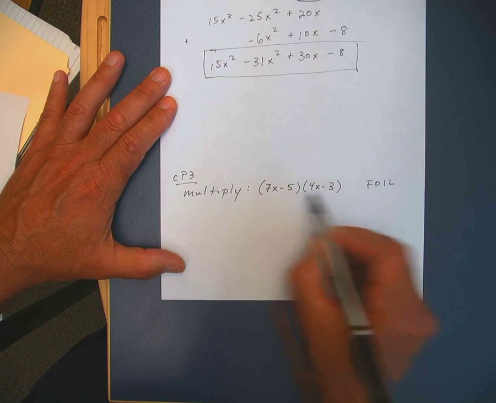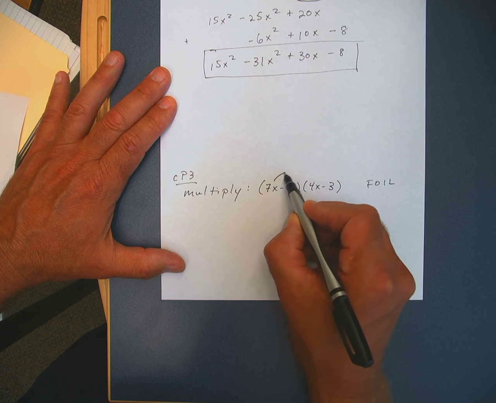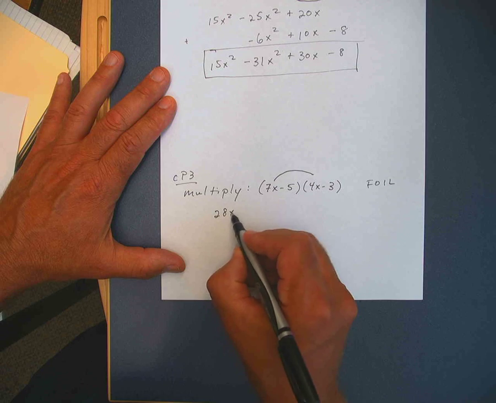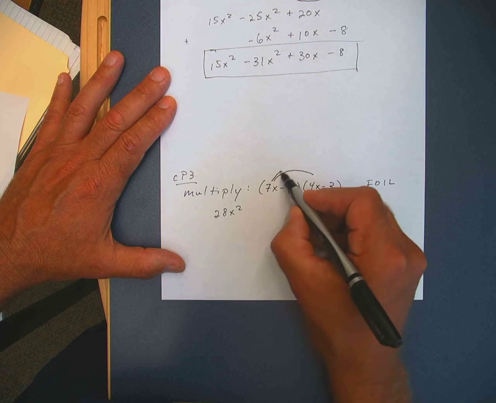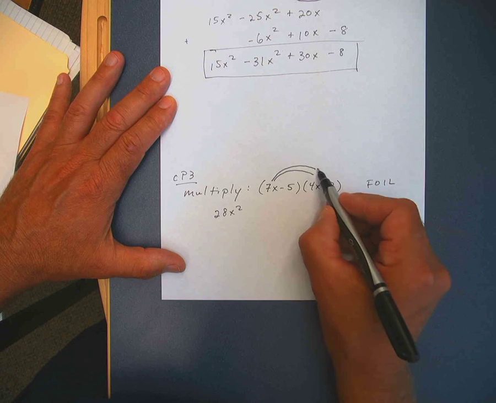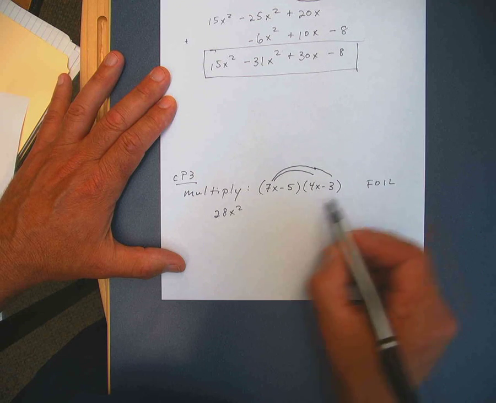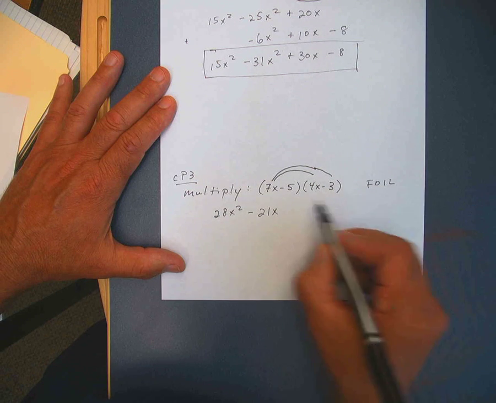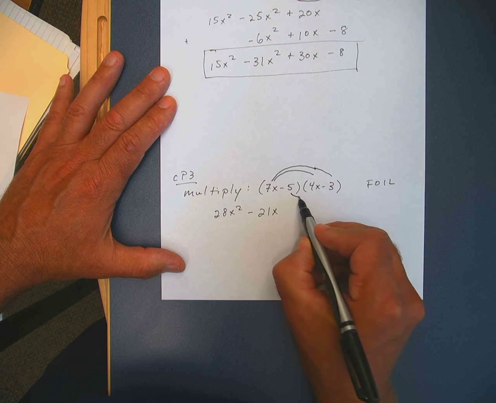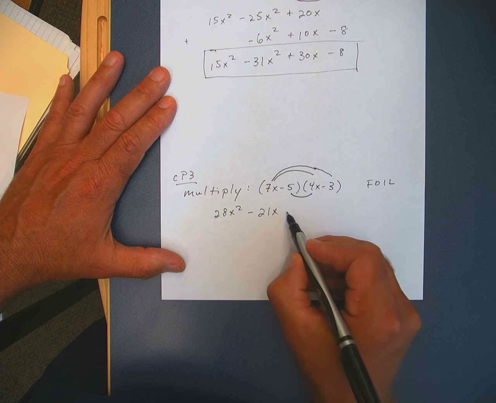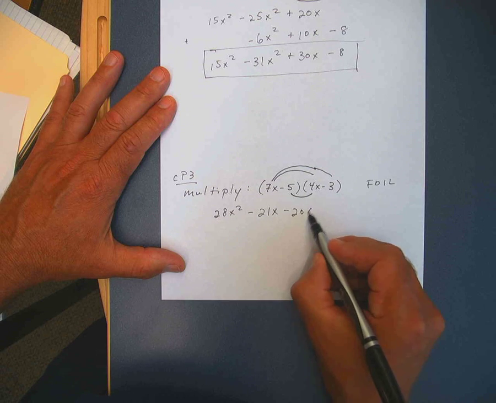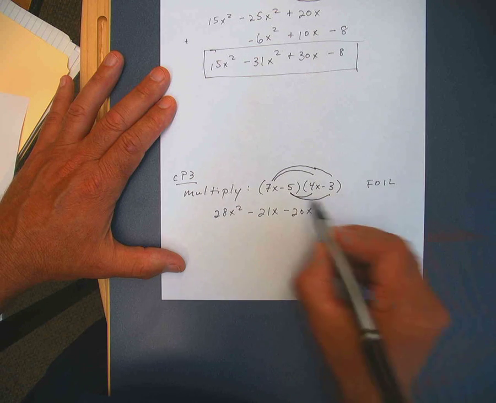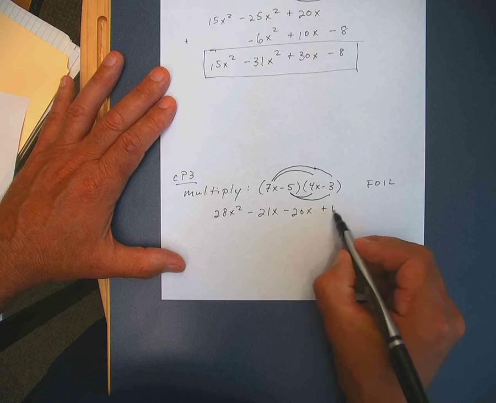So let's start by multiplying. The F stands for the first term, so multiply the first terms, 7x and 4x, that's 28x squared. Then we'll do the outer terms, 7x and negative 3, so we get minus 21x when we multiply those. Then we'll do the inner terms, which is negative 5 and 4x, and when we multiply those, we get negative 20x. And then finally we'll multiply negative 5 and negative 3. Those are the last terms, and there we get plus 15.